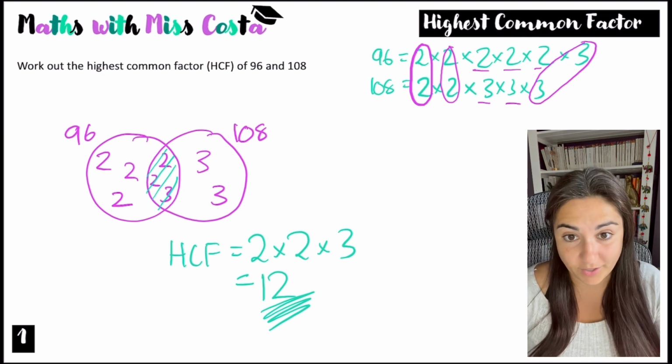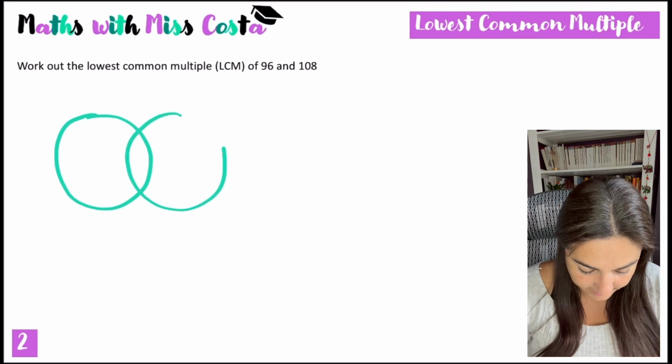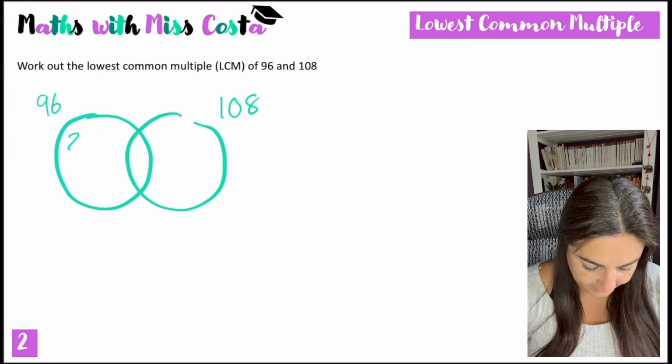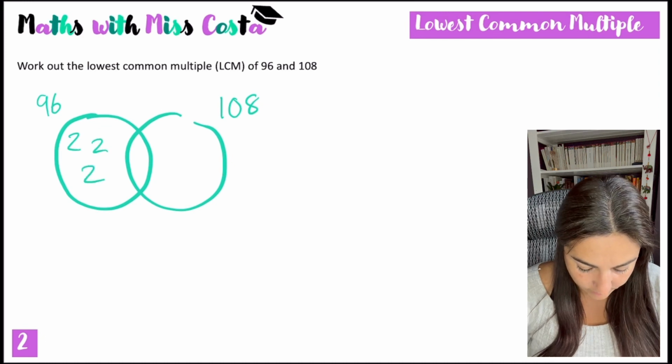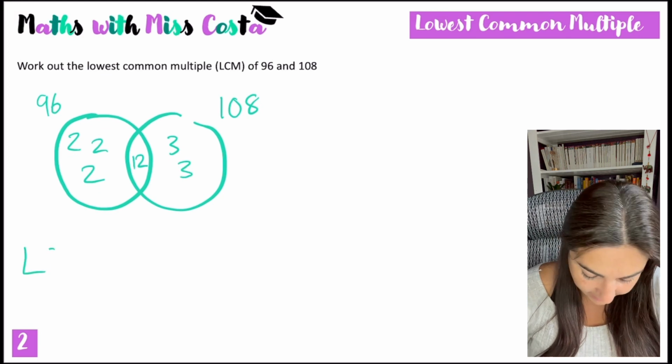Okay, now I'm going to carry this over to the next screen where I'm working out the lowest common multiple. So let's just draw that out again. I've done all the hard work. 96, 108, and then I've got 2, 2, 2. What did I have in the middle? Well, I know it multiplied to 12, so I'll just write 12 there and 3 and 3.